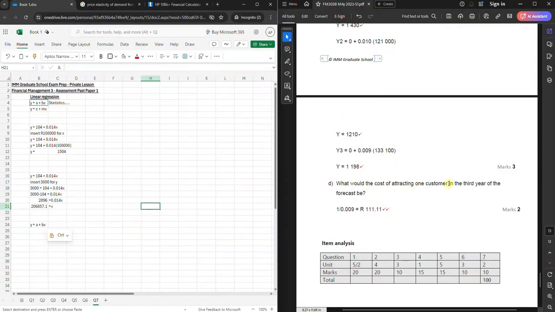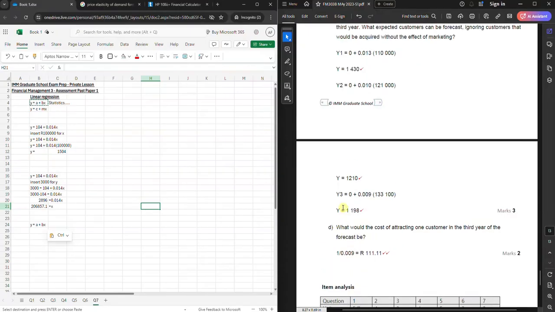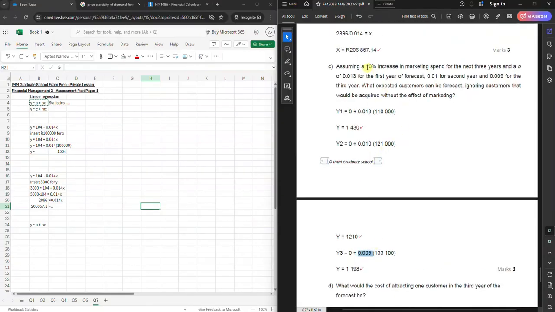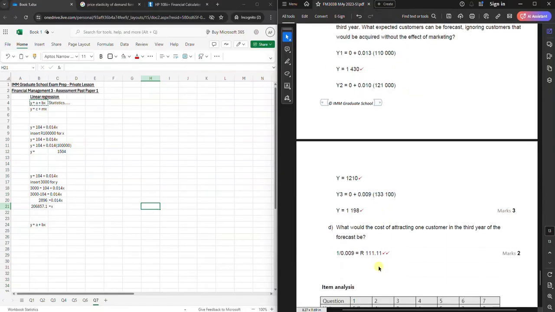What would the cost of attracting one customer in the third year be of the forecast? Okay. So then obviously the third year. They've calculated as 0.009 because it is increasing by 10%. So the marketing is increasing and the B is decreasing. Do you see that? In year one, it was 0.013, then it was 0.01, and then it was 0.009. They're just asking you what the actual impact is going to be.